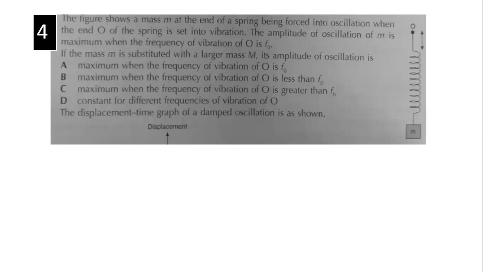Okay, number 4. The figure shows a mass M at the end of a spring. That's your spring, that's your mass M, being forced into oscillation when the vibrator O of the spring is set in vibration. This one is vibrating up and down. The amplitude of oscillation of the mass M is maximum when the frequency of the vibration of O is f naught. If the mass M is substituted for a larger mass, the amplitude of oscillation is, okay, what's the answer?